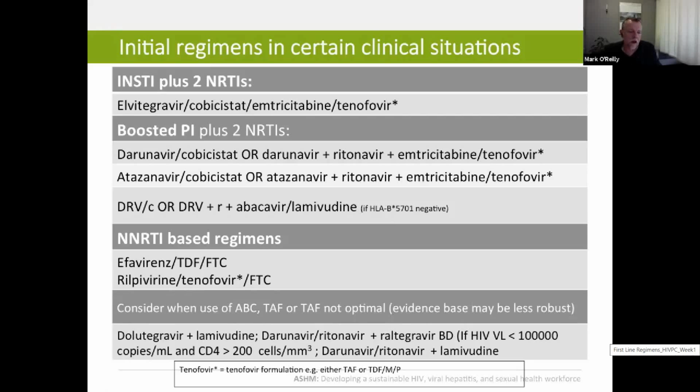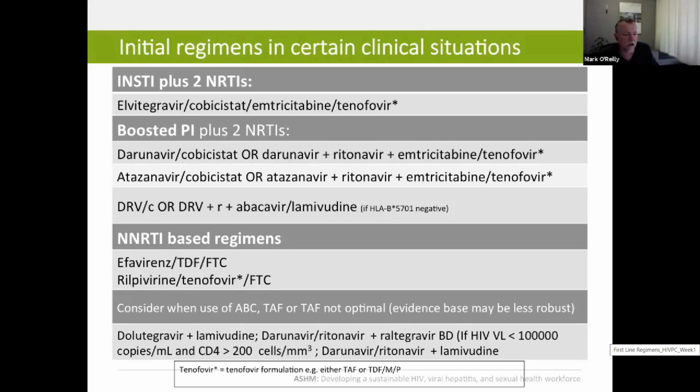The NNRTI-based regimens that you might consider in certain clinical situations would include efavirenz, TDF and FTC, or rilpivirine with tenofovir and FTC. Again, unlikely to use these in many clinical situations. I think rilpivirine with tenofovir disoproxil fumarate along with FTC has actually been delisted from the PBS, but is available on compassionate access and might be considered in the context of pregnancy.